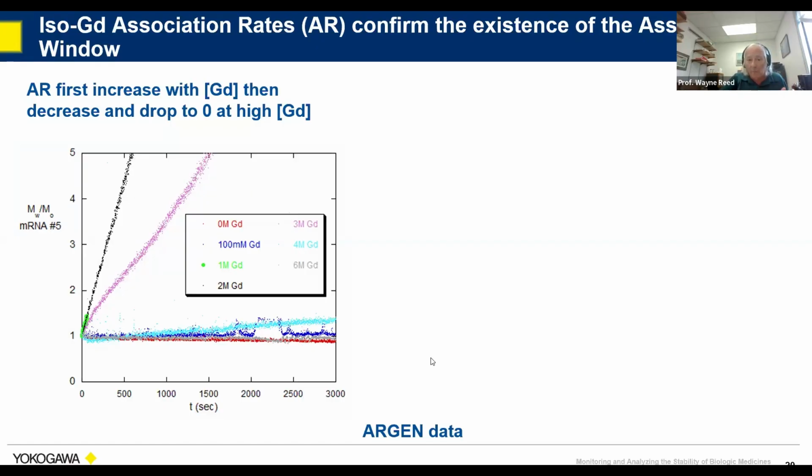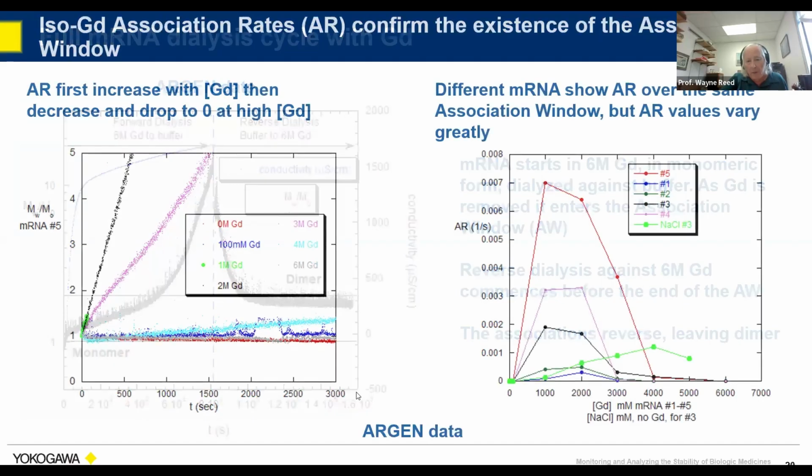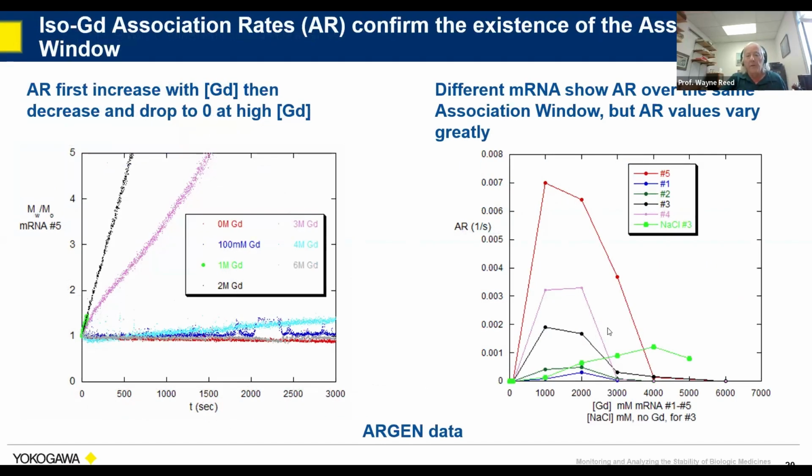That's fairly remarkable, that the kinetics follow the same thing as the aggregation. The masses associated with the aggregation, the rates are likewise associated. And you can see that the RNAs have their own personalities.